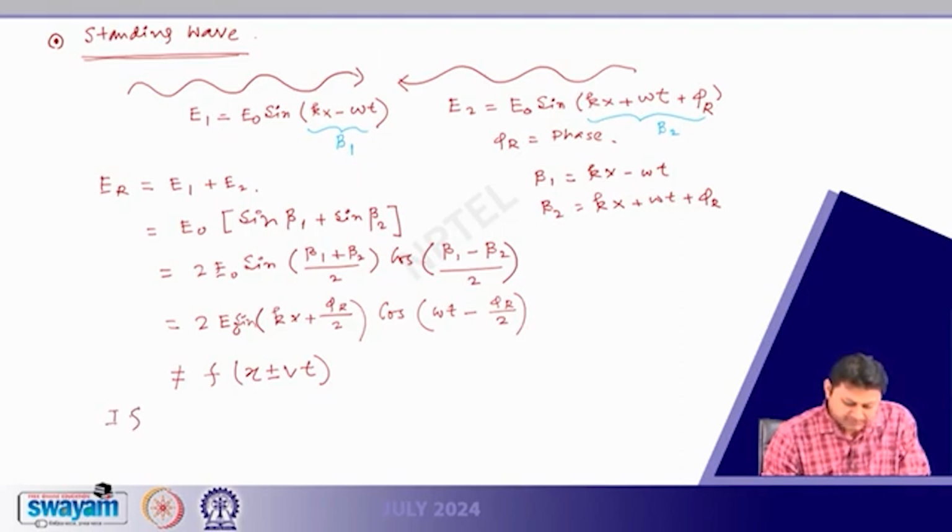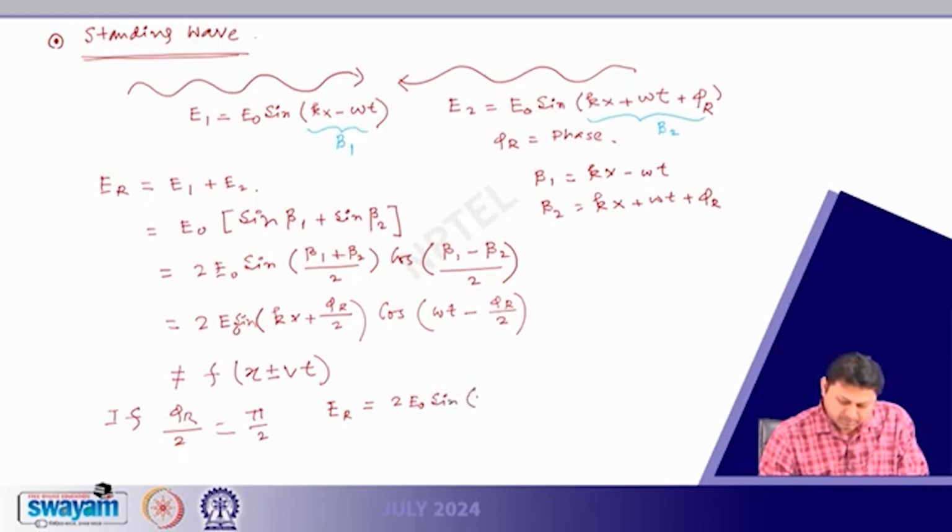Let us take phi r by 2 as some quantity, let us put some phase like pi by 2, then the resultant will be simply 2 E0 sine kx and cos of omega t.